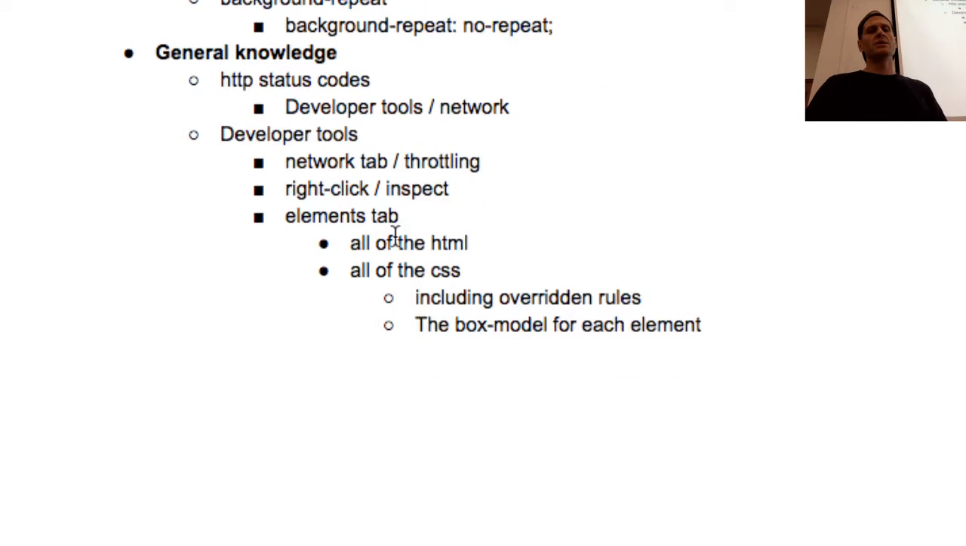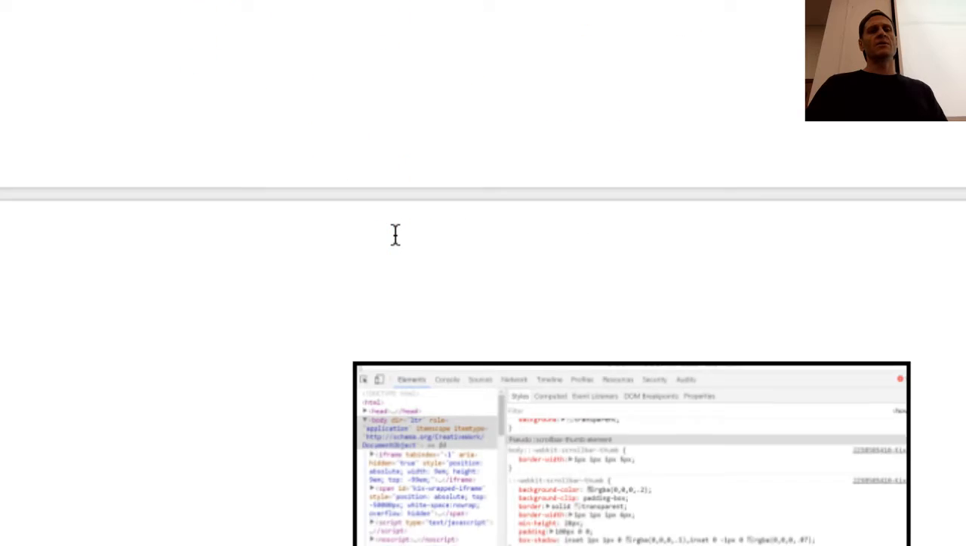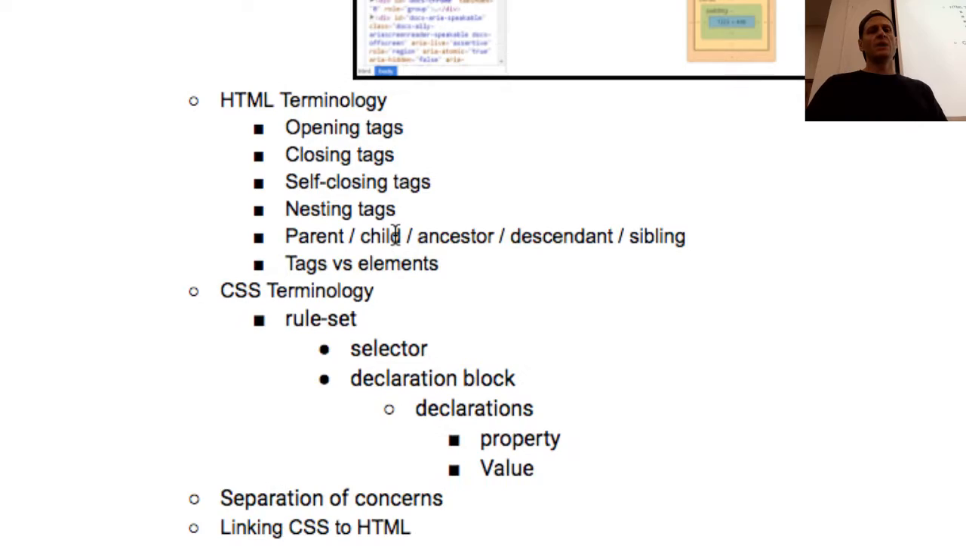General knowledge, status codes, developer tools, right? This is all stuff we've learned so far. Opening tags, closing tags, self-closing tags, right? So all that should make sense. Nesting tags, right? Inside the body tags, we put other tags, paragraphs, things. We're nesting tags within tags.